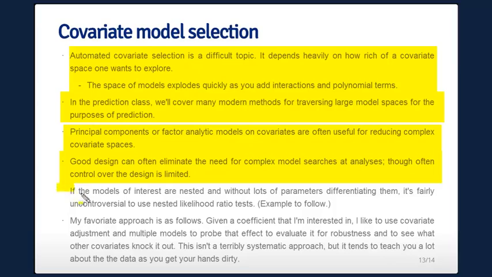So if the models you're interested in comparing are nested, in other words, one is a special case of the other with coefficients set equal to 0, and there aren't a lot of parameters differentiating the two models. So if you want to compare a model with two terms in it to the model without those two terms, then you can just use nested likelihood ratio tests, and I'll show you how to do that in R.